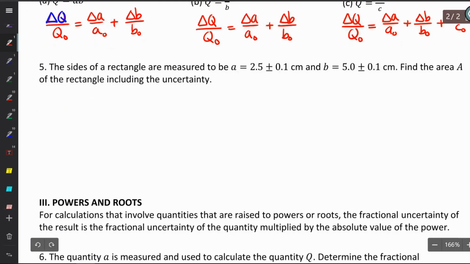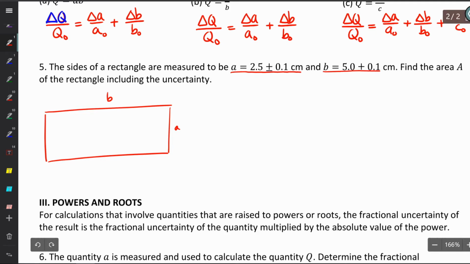So here's an example. The sides of a rectangle are measured to be A, 2.5 plus or minus 0.1 centimeters, and B, 5 plus or minus 0.1 centimeters. Find the area, A, of the rectangle, including the uncertainty. So let's draw a picture of a rectangle. This is side A, and this is side B. A is 2.5 plus or minus 0.1, and B is 5 plus or minus 0.1.